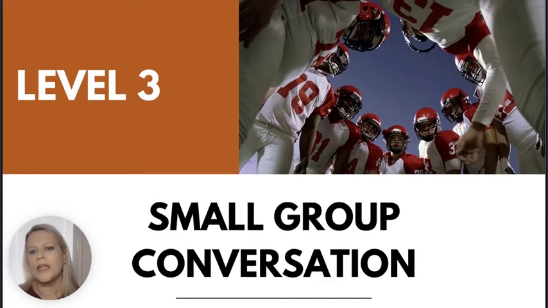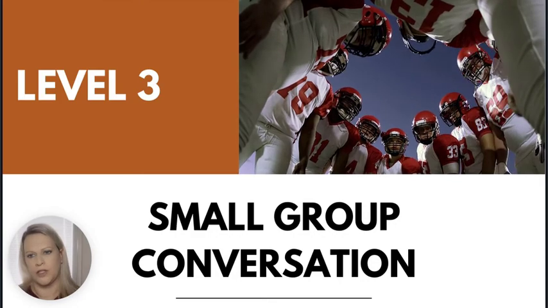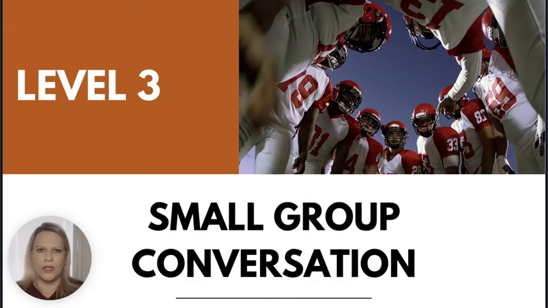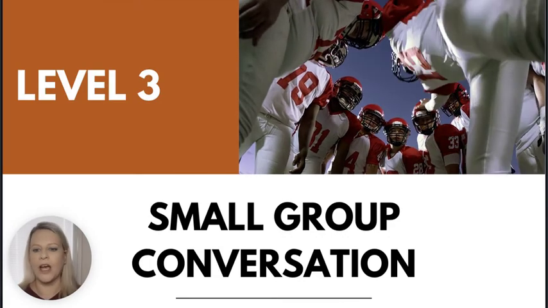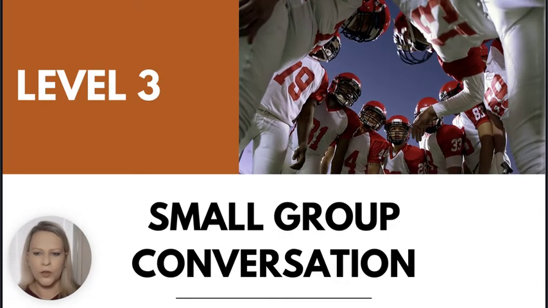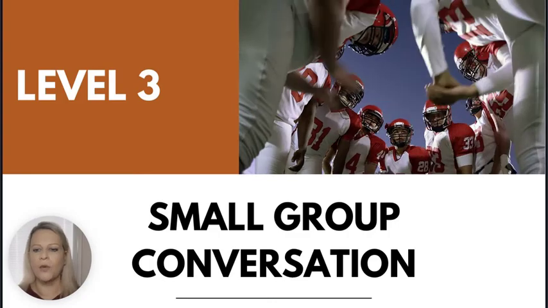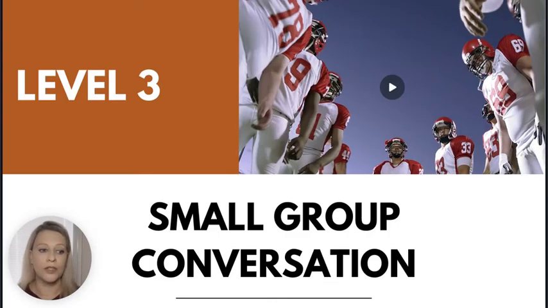So 3 is small group conversation. This is the level you would use in a cooperative group. It's similar to the conversation you would have in a huddle. You want everyone in the group to hear, but you do not want the other groups to overhear. So it has to be soft enough. So you can practice that in your groups.